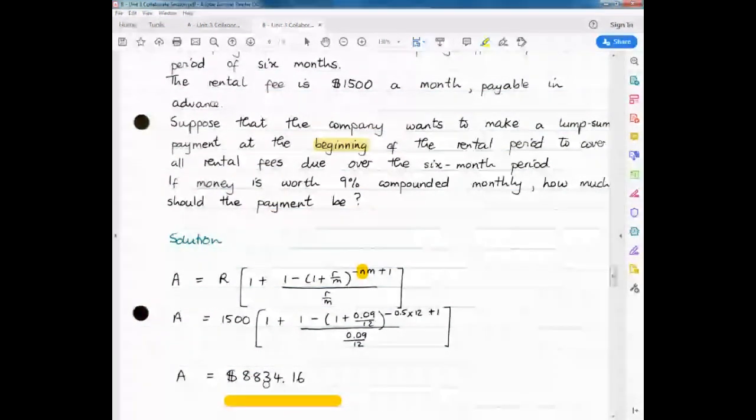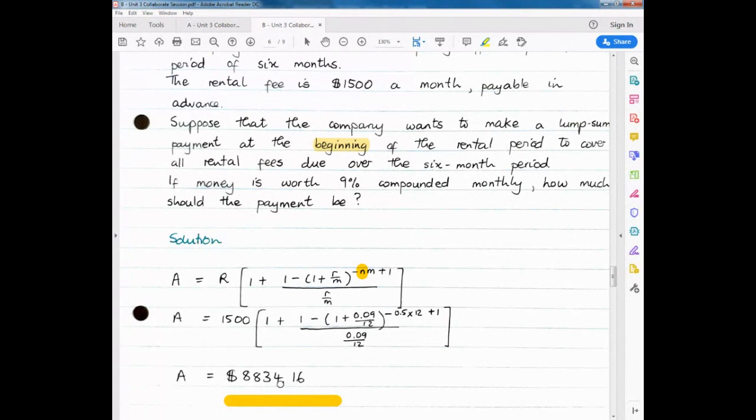That's 8,834.16 that they should pay now. Okay, if you multiply 1,500 by 6 months, you see they would have paid 9,000 in total. But now if they want to pay a lump sum, it's 8,834. So if they do have this money at their disposal, they can pay it now.